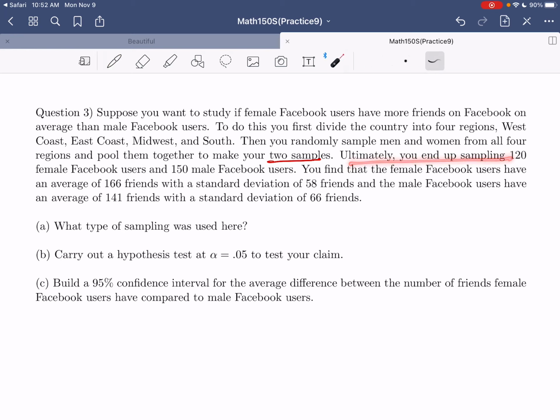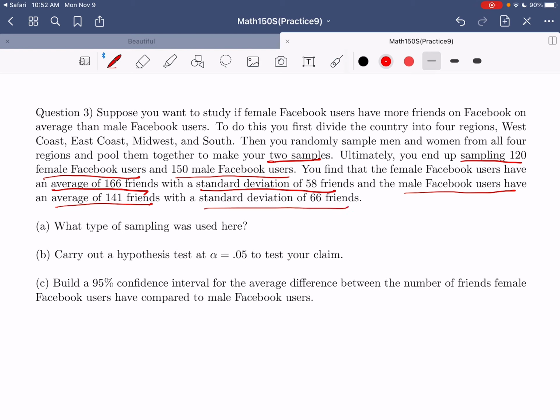Ultimately, you end up sampling 120 female Facebook users. So that is going to be a sample size, 120 female Facebook users, and 150 male Facebook users. You find that the female Facebook users have an average of 166 friends with a standard deviation of 58. 166 and 58. Those are going to be important values. And the male users have an average of 141 with a standard deviation of 66.